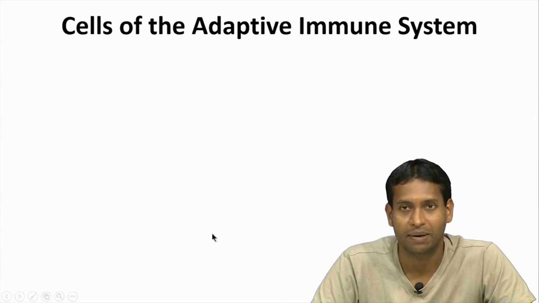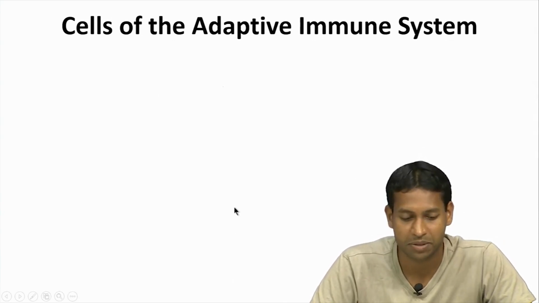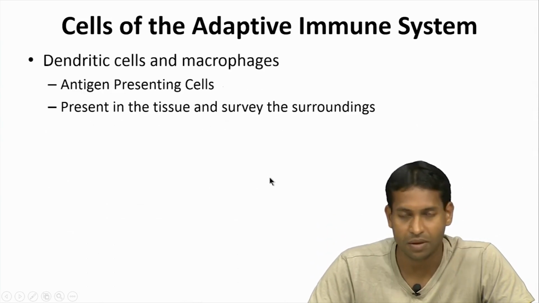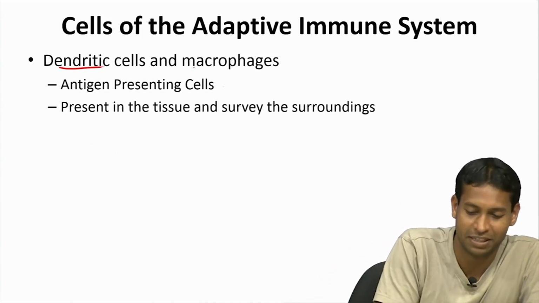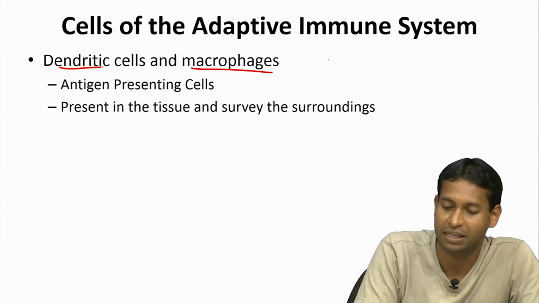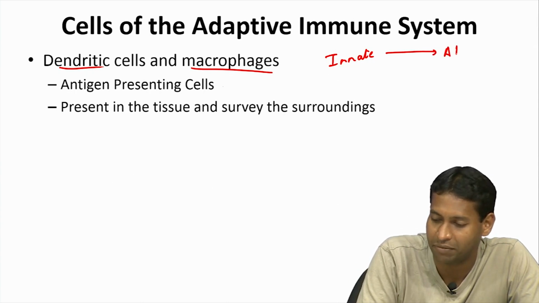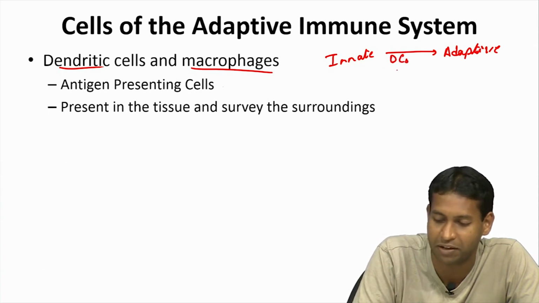Before we go to the adaptive immune response, let us talk about what the different cell types are that are present in the adaptive immune response. By far the most you will hear about is dendritic cells and macrophages. You have already heard about them. These act as sort of a link between the innate and the adaptive, through these DCs and macrophages.